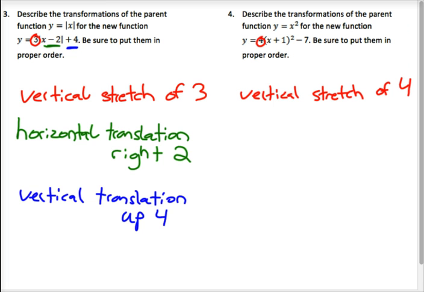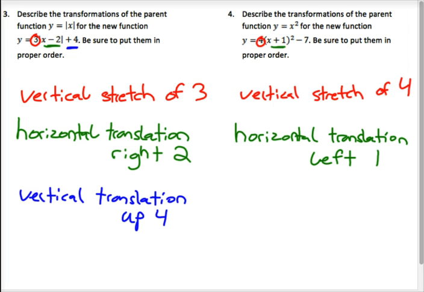The next thing that happens as I'm reading this is I see that plus 1 within the x. 1 is being added to each of my x values. So again, changing the x is creating a horizontal translation. And this is where the opposite of what you'd expect is happening. So that positive is actually a left motion. So it is a horizontal translation left 1.